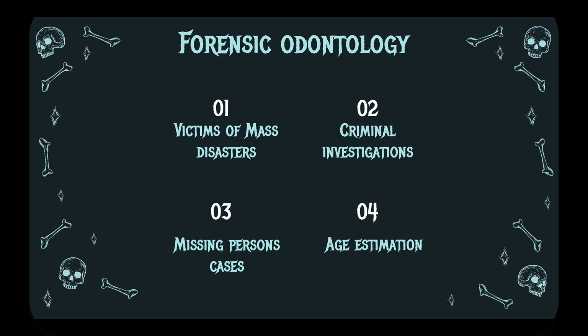They used to do bite mark analysis. That's kind of gone by the wayside. They don't use that anymore. Missing persons cases, they can identify unidentified remains through dental records. And just doing age estimation, examining dental development stages to estimate the age of a deceased individual, particularly in cases where other identification methods are unavailable.